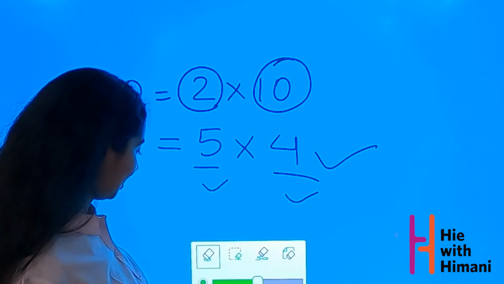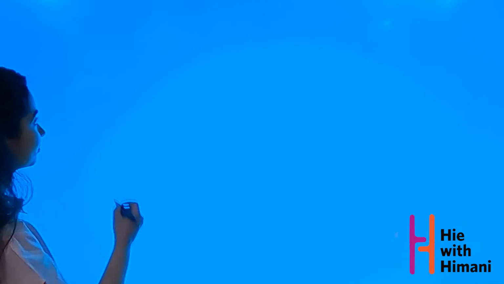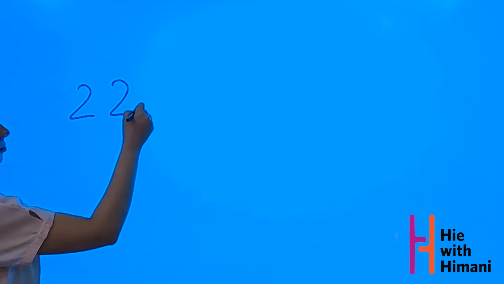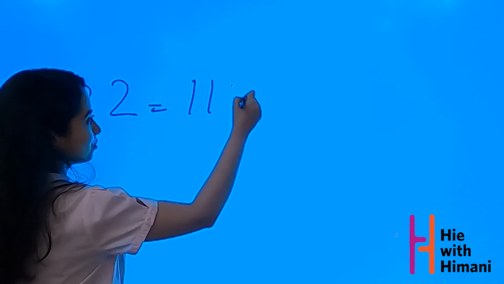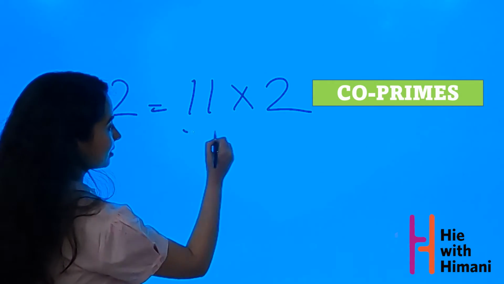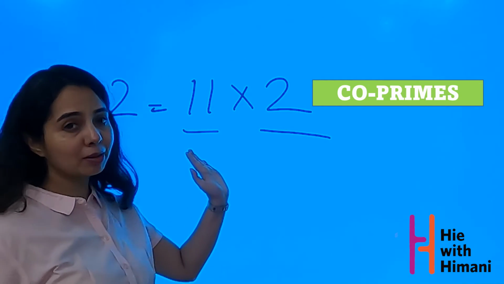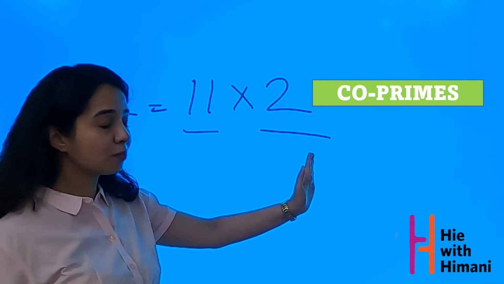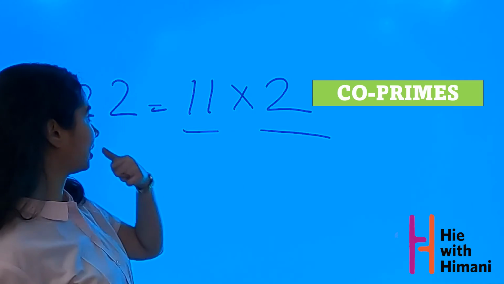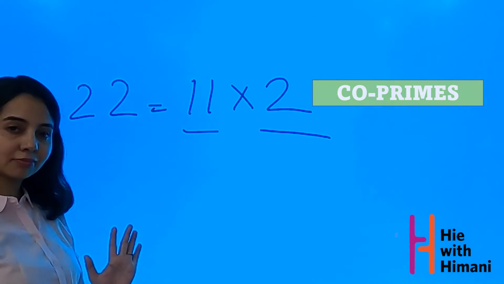Now let's take another number also. That is 22. 11 2s are 22. Simple, both of them are co-prime and therefore I can say that if a number is divisible by 11 and also by 2, then that number is divisible by 22. Simple.